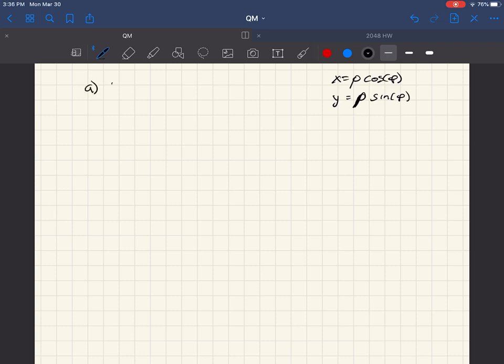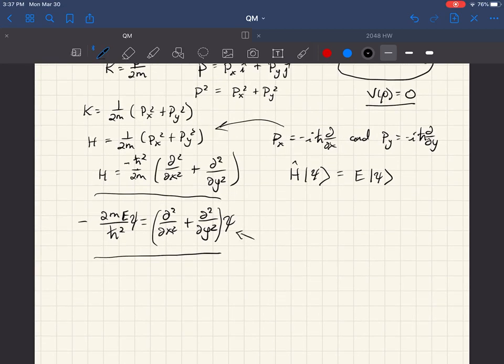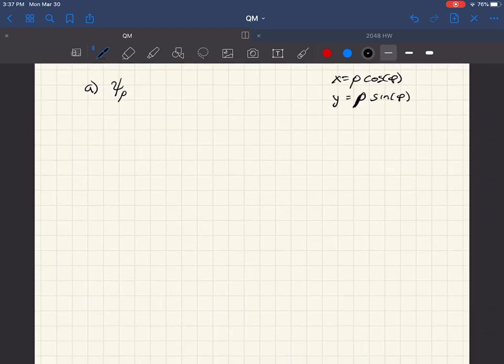So we're going to need the derivatives of our eigenstates. And here the derivatives of the eigenstate, or the wave function, are with respect to x and y. We actually want them with respect to rho and phi. So let's use the chain rule. Let's see if we can figure out what this is. So we can use it a second time.